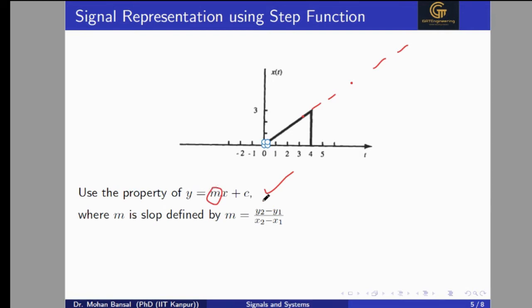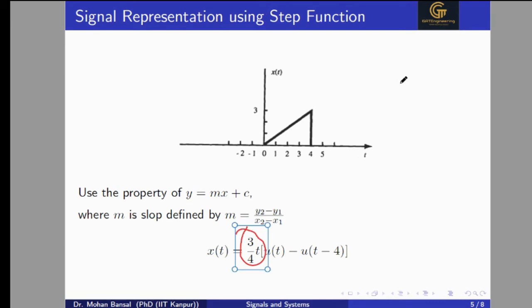the slope that we can compute by y2 minus y1 divided by x2 minus x1. So here, if we compute the slope, it will become 3 minus 0 divided by 4 minus 0. The slope value will be 3 divided by 4 for this problem, and x is t here. So we can write 3 divided by 4 t. If we write 3 divided by 4 t, signal will go till infinity. But we will have to stop the signal at t equal to 4.